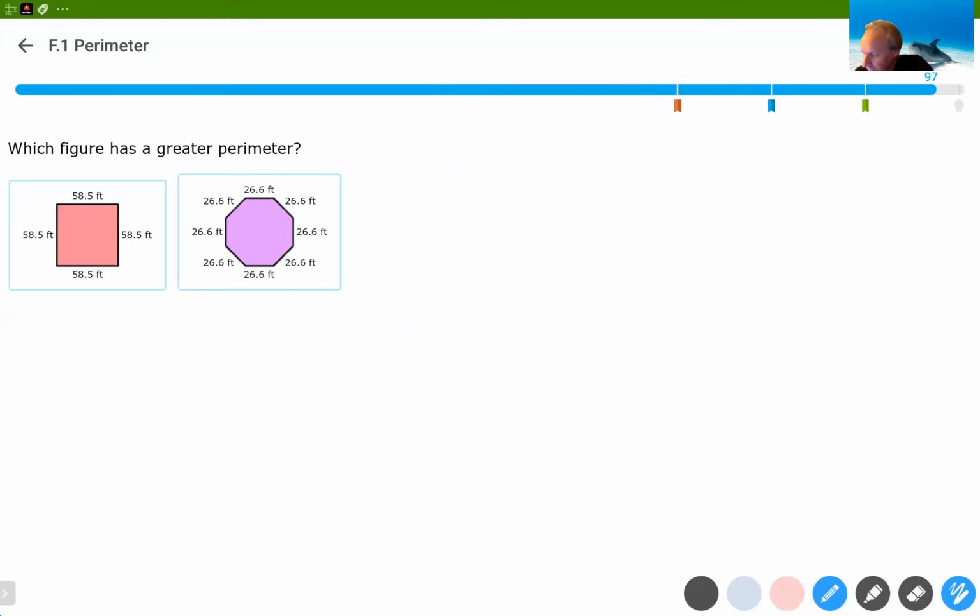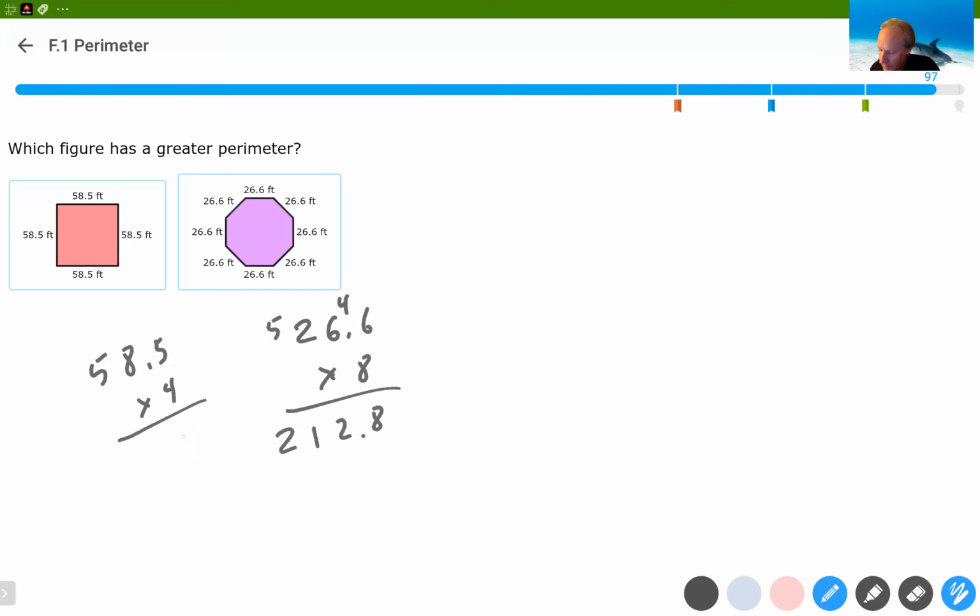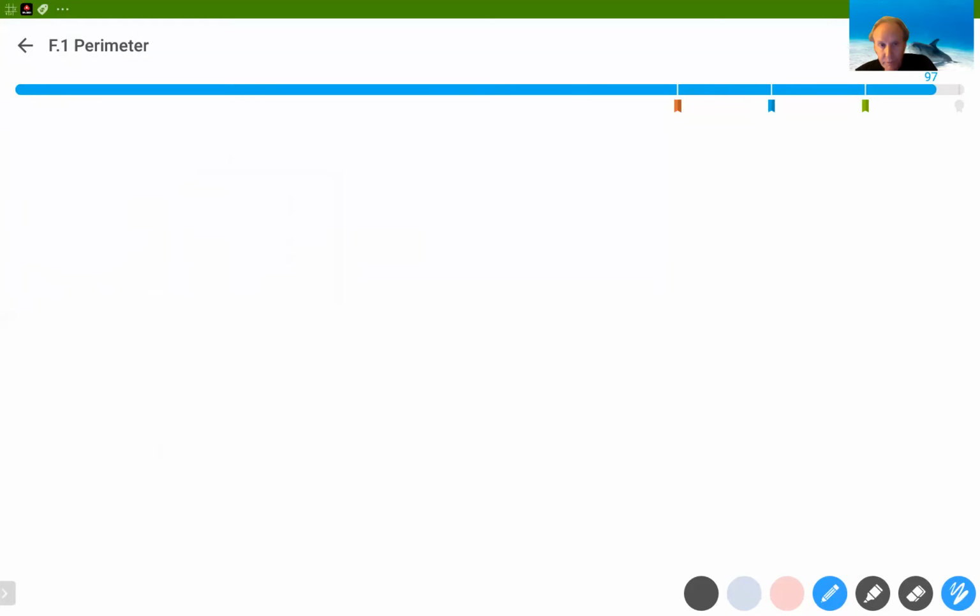And this one is an octagon at 26.6. That's 8, carry the 4. That's 2, carry the 5. That's 21. 212.8. And that one's a square. Looks like the square is bigger.